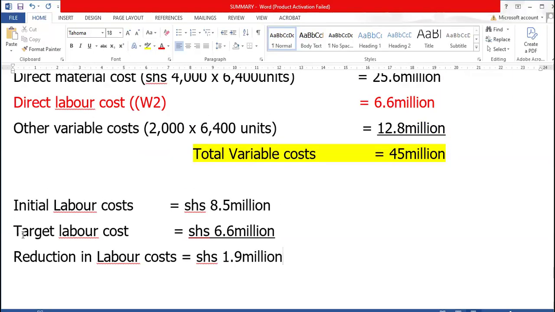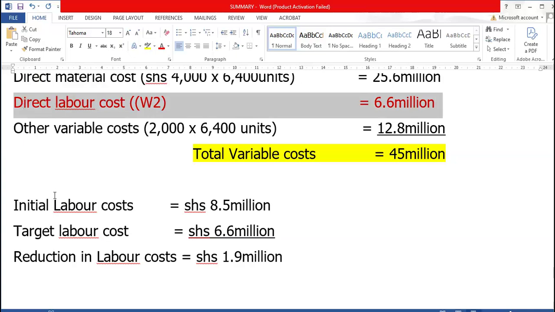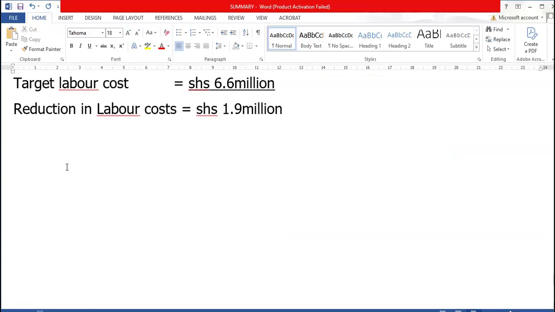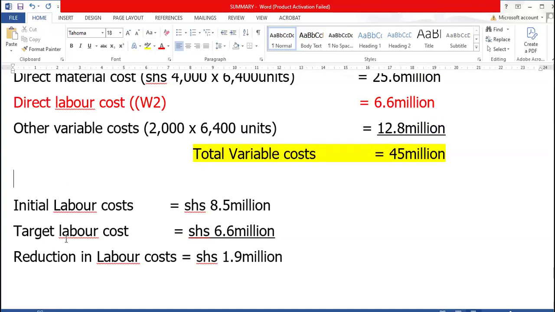But this one doesn't really apply anywhere. I'm just trying to show you that you need a reduction in labor costs of this. This is the one that is very, very key. Okay, so now what are you going to do?